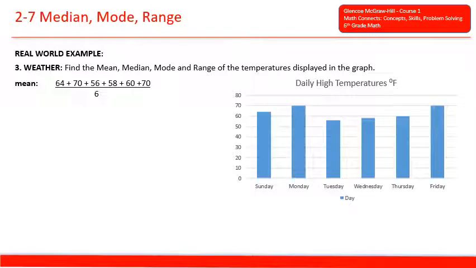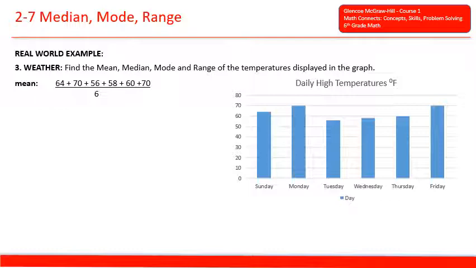So Sunday, we're going to say that's roughly 64. Monday's easier. That's right on the line for 70. Tuesday, we'll say that's roughly 56 because it's closer to 60 than 50. Wednesday is even closer to 60 than Tuesday, so we'll bump that up to 58. Thursday's easy because it's right on 60, and then Friday again is right on 70, so we know that.